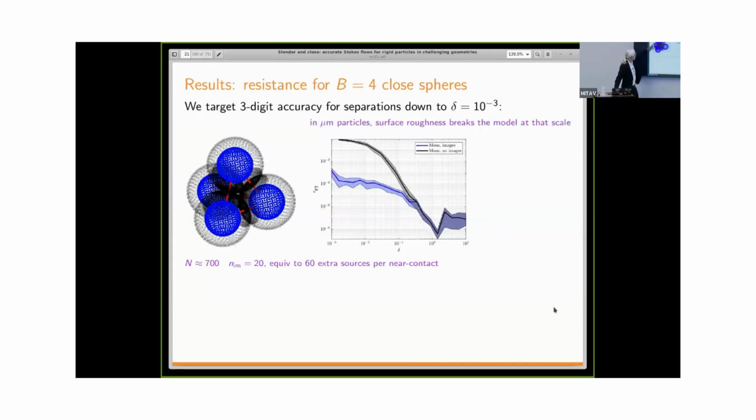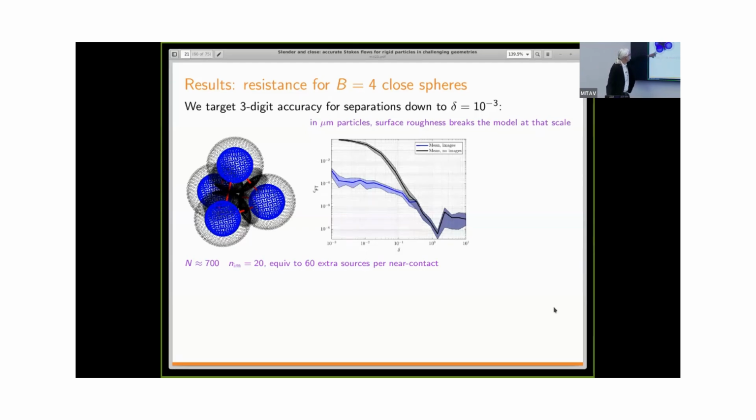So what happens? Here's a close to touching cluster, a tetrahedron of spheres. Here's the errors if you don't include the images, and then here's the errors if you do include the images. The x-axis is the separation, and we can go down to 10 to the minus 3 in separation and get 3 digits, which is what we were targeting. We wanted to target 3 digits down to a 1,000th of a radius. Particles get rough below that anyway. There's questions about the validity of the model.